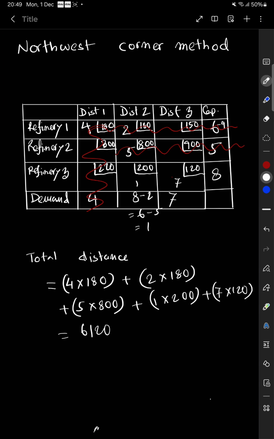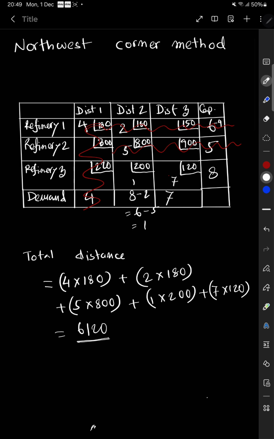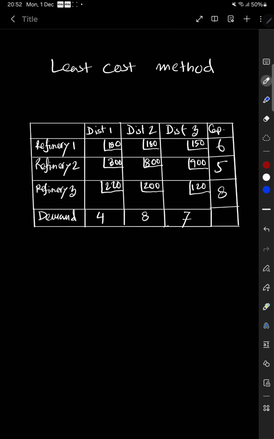So okay, actually this number does not make sense as long as we don't convert it into the cost per kilometer, but at least we get the idea of the value. So that is 6,120. Our purpose is to get the smallest value in here. So if you follow northwest corner method, according to northwest corner, this is our answer. This is the value we get. Okay. So we have solved using northwest corner.